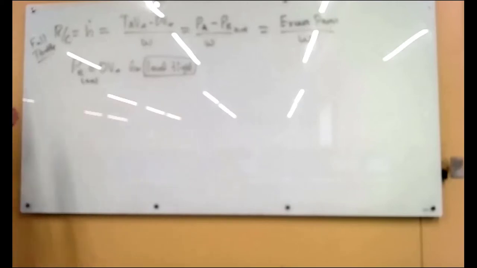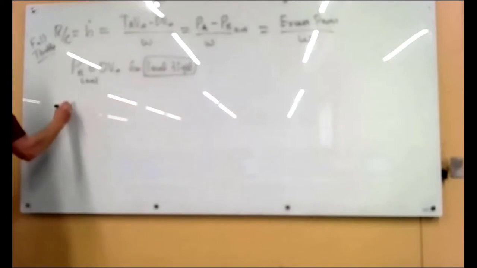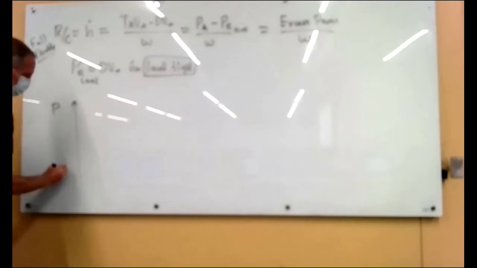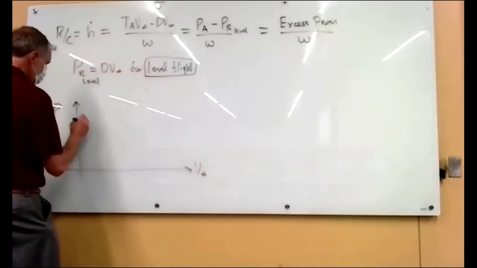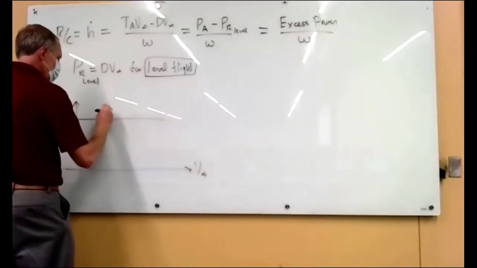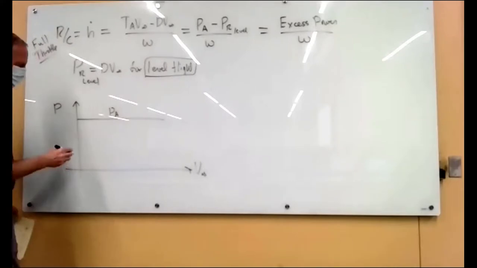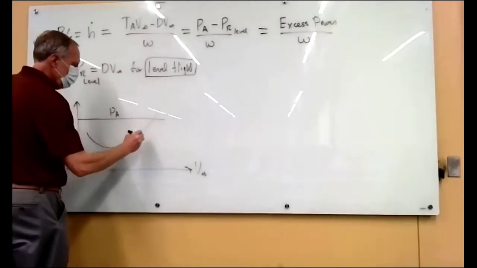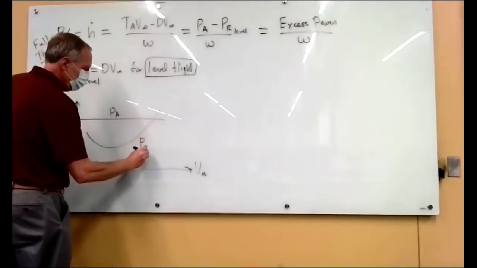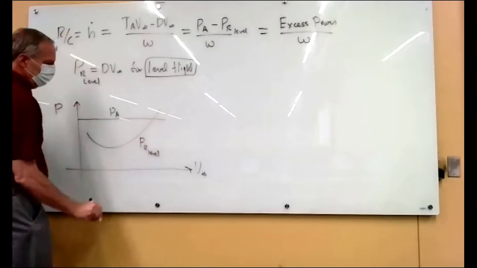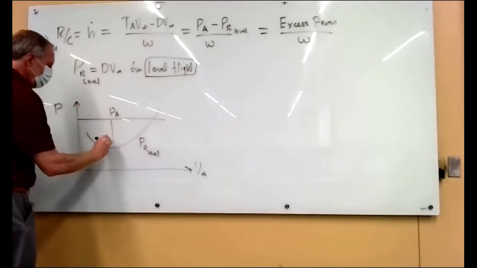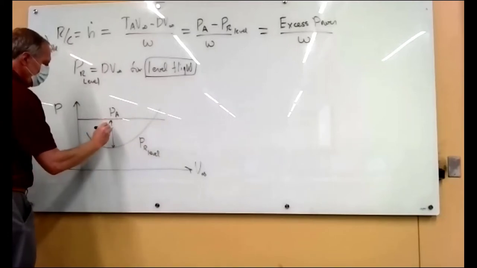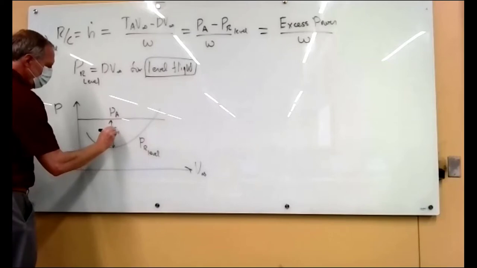So if we have these plots that we've already done, we've plotted power versus velocity. We have our power available curve, and then we have this power required curve that we've already plotted, and that's for level flight. This rate of climb simply says you take, at any given velocity, you look at this excess power.